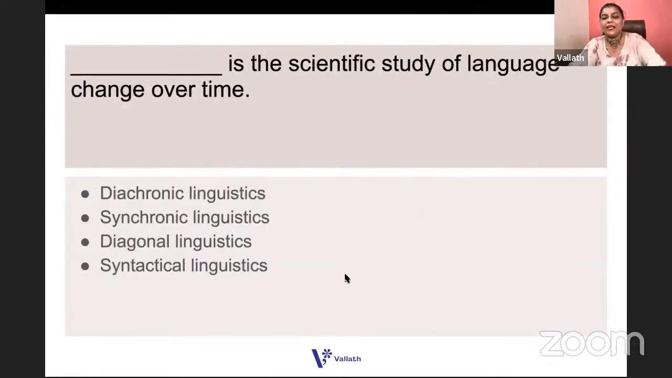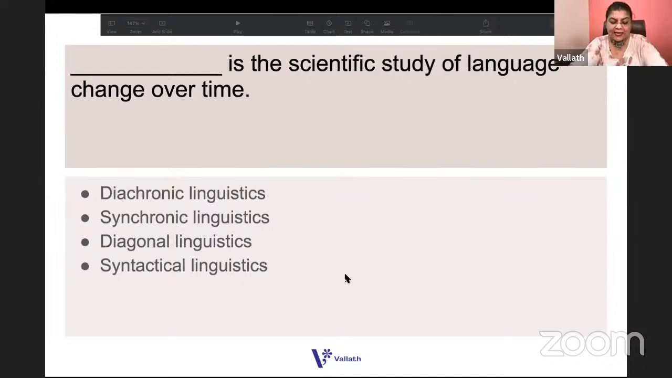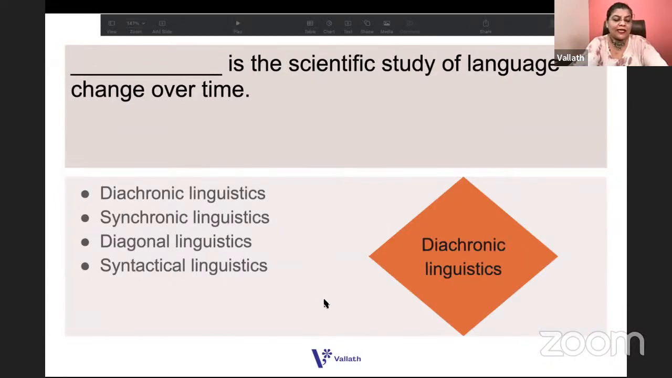Dash is the scientific study of language over time. Scientific study of language over time, what does it mean? It means historical study. Scientific and historical study. Yes, it is diachronic linguistics. Study of language over time is diachronic linguistics.